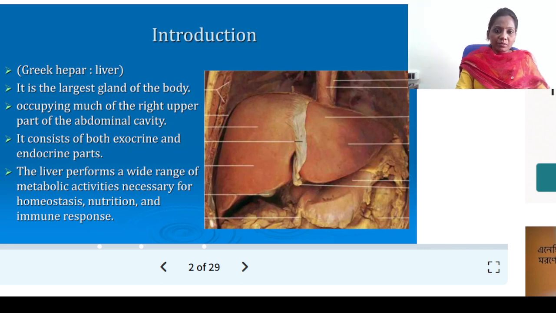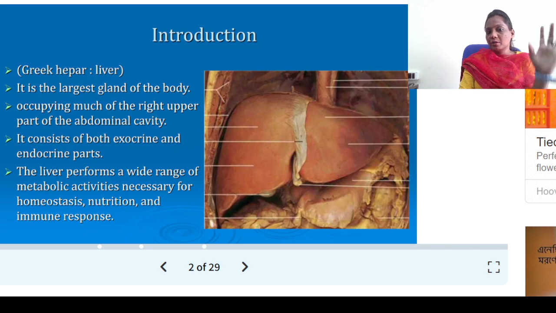When we speak about the liver, you can see that the liver occupies the right side of the abdominal cavity, below the ribs, and it is the largest gland of the body. It occupies the right upper part of the abdominal cavity, and it consists of both exocrine and endocrine parts.